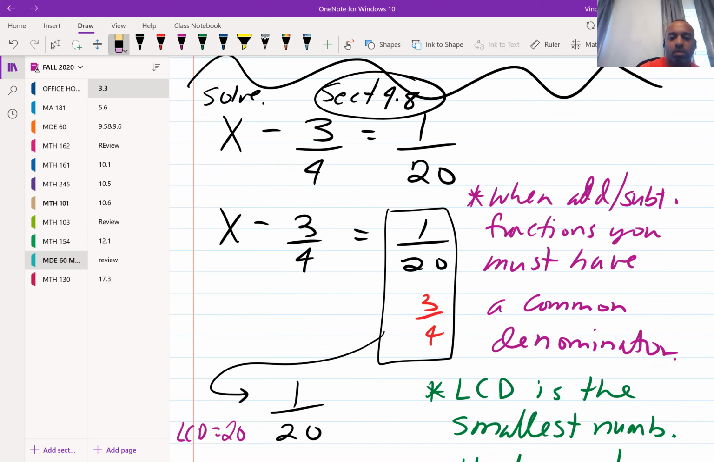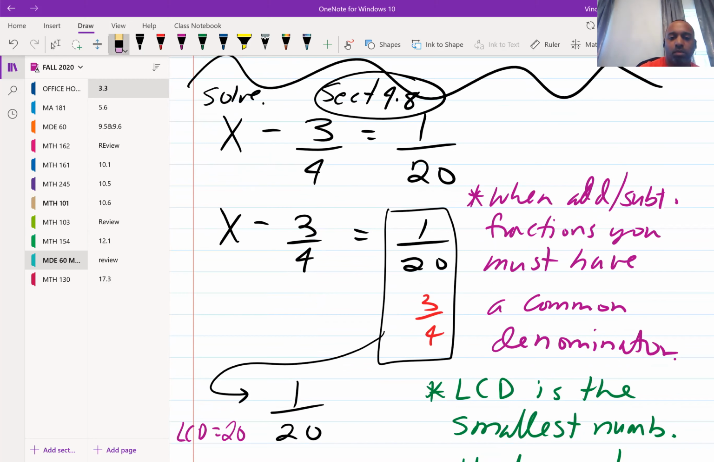All right. So if we have x minus 3/4 equal to 1 over 20, and we want to solve for x, just like in the same fashion, if I had x minus 3 equal to 1, I would add 3 to both sides. It's going to be the same flow, it's just that we have fractions. So I'm going to add 3/4 to both sides.